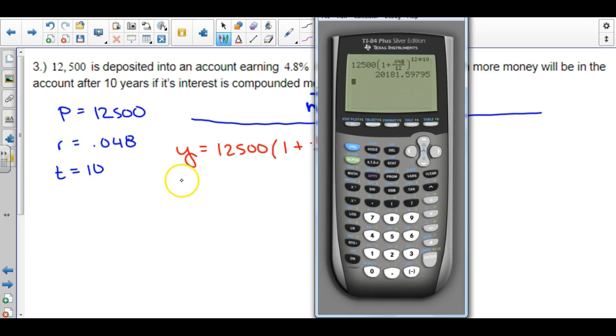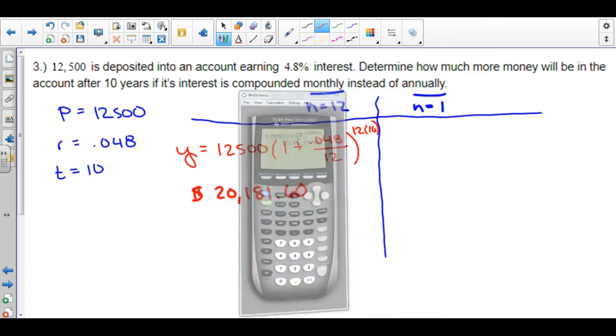Doesn't matter. At the end of the day, there's our balance, and I'm just going to give it in dollars and cents. So I end up with $20,181, and then that would round to 60 cents.